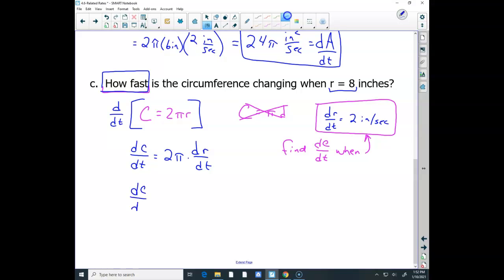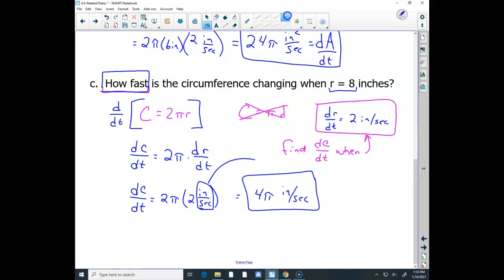So dC/dt would be what? 2π times 2 inches per second. And so my circumference, or dC/dt, is going to equal 4π inches per second. And that should really make sense because circumference is measured in a linear measure, not a squared measure, and your units will always make sense. If you put your units and multiply them through the problem, they will work themselves out in the end. You do not have to do that, but a lot of times it helps a lot, okay?